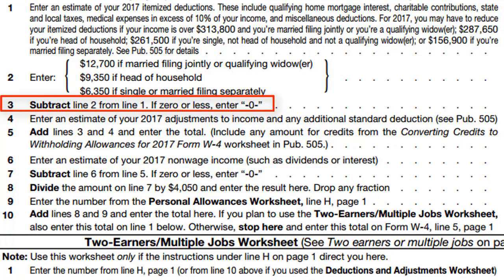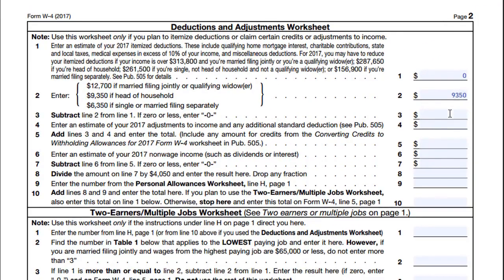Line 3. Subtract line 2 from line 1. If 0 or less, enter 0. Since line 1 is 0, if you subtract 9,350, you will get a negative number, negative 9,350. Since this is less than 0, Susan will enter 0.